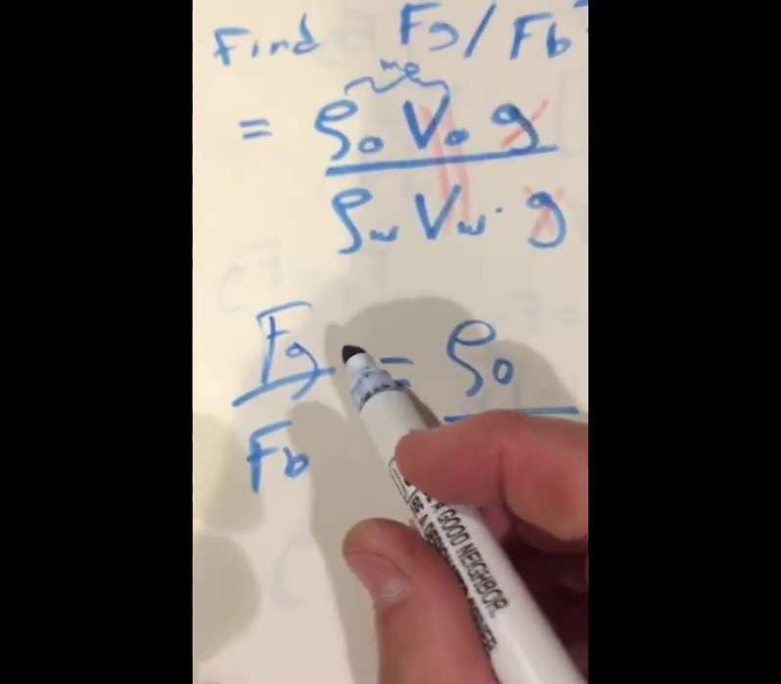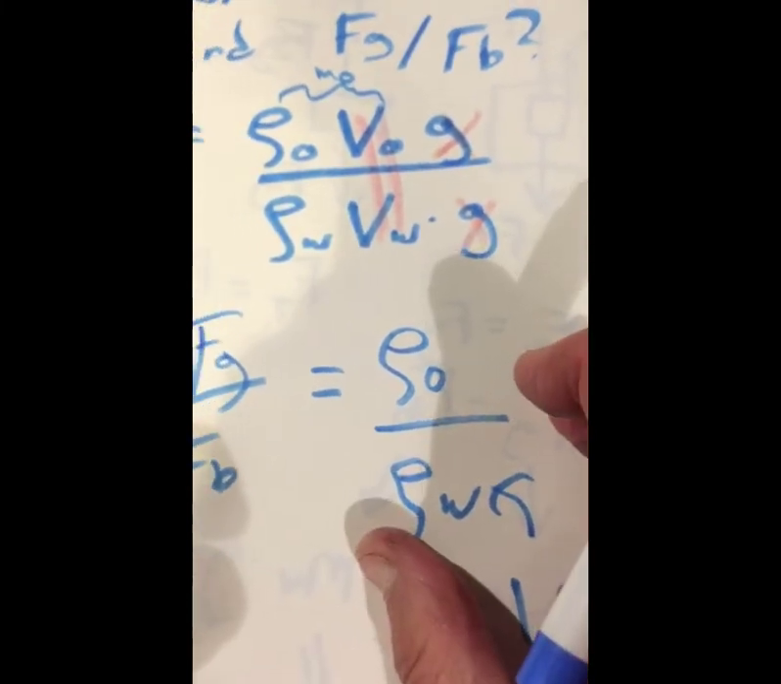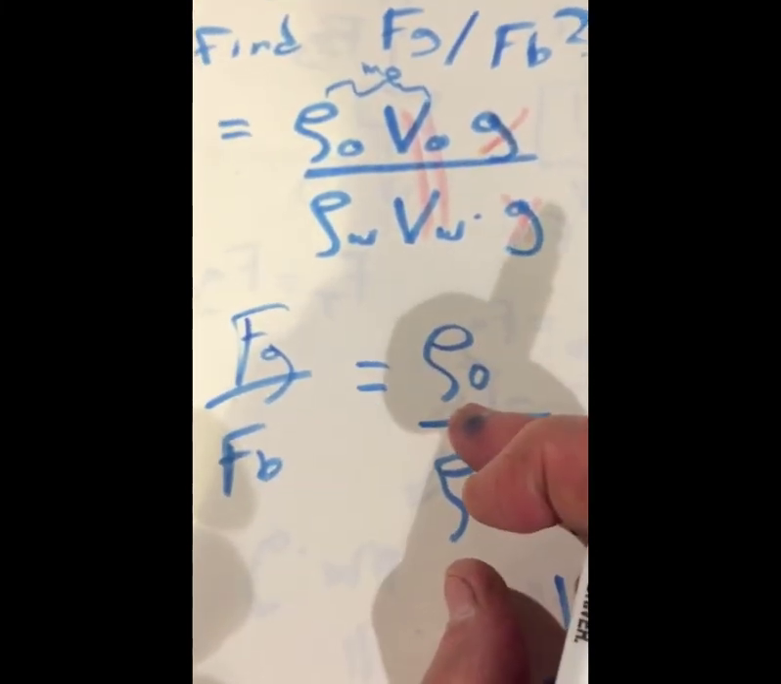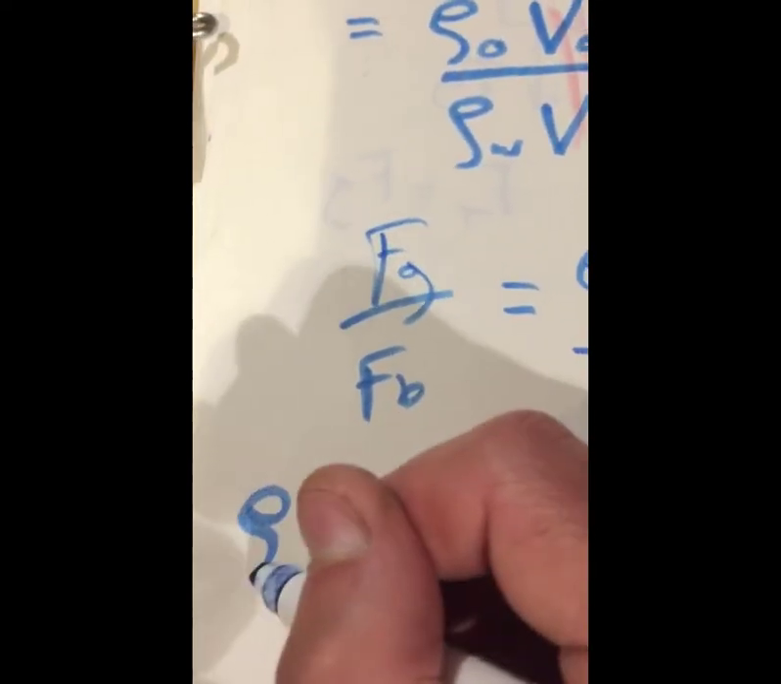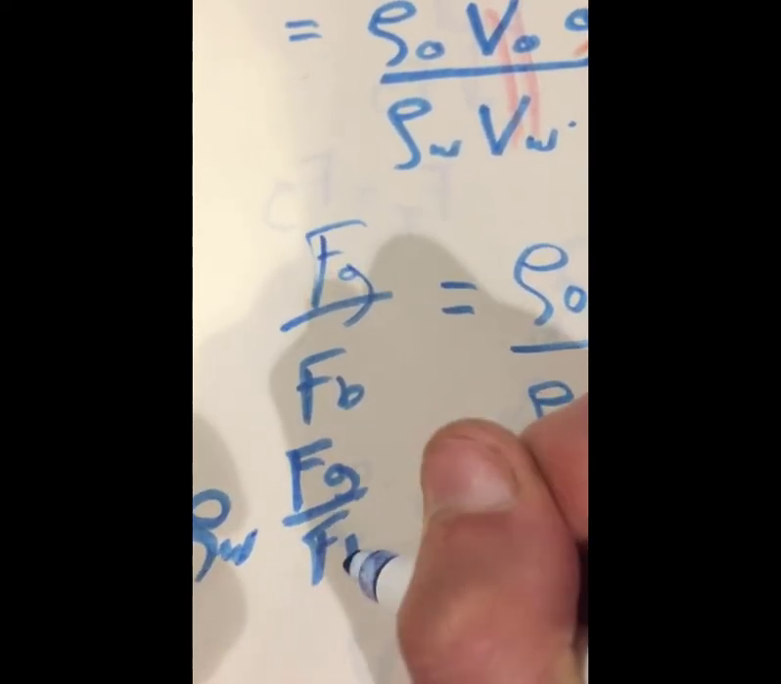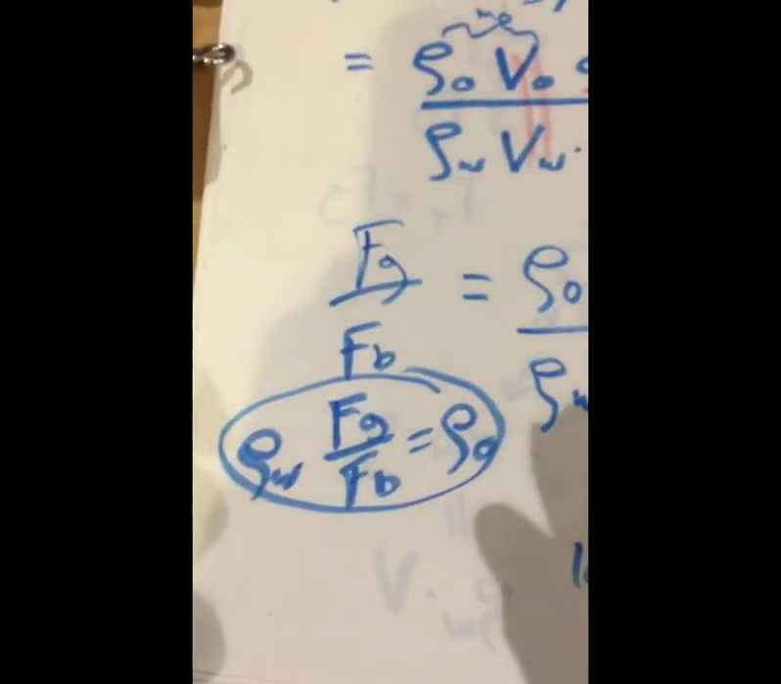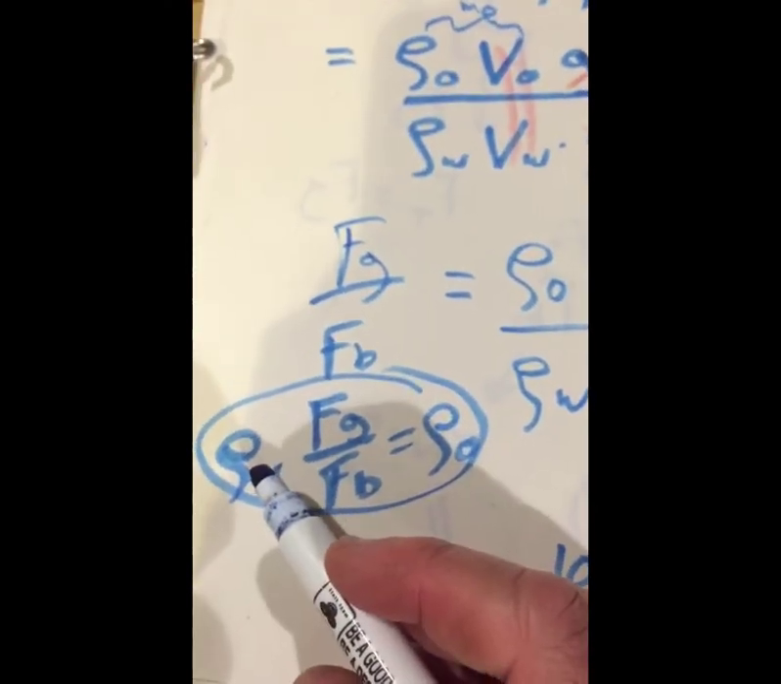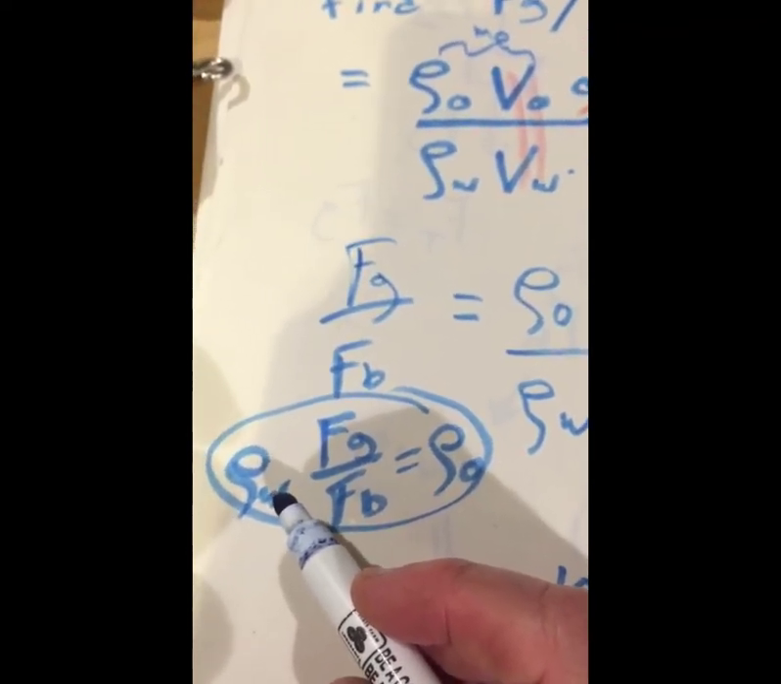So if you multiply this ratio by the known density of water, you'll be able to get the density of the object. So you could think about it this way: density of water times Fg divided by Fb is equal to the density of the object. All right, now the density of water, that's known. It's 1 gram per cubic centimeter or 1,000 kilograms per cubic meter.